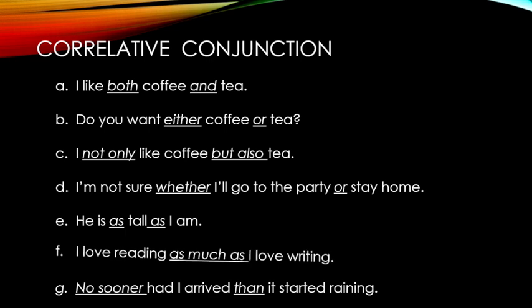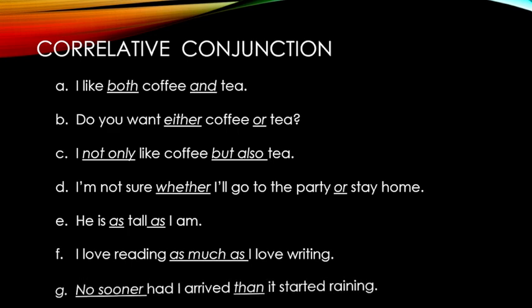I love reading as much as I love writing. So here we are not using as tall as like that, but as much as. I love reading as much as I love writing. Here as much as is a correlative conjunction. Here we are giving equal importance to both reading and writing. Already told that a correlative conjunction is the same as a coordinating conjunction in giving equal importance to those simple sentences. That's why we are using as much as.